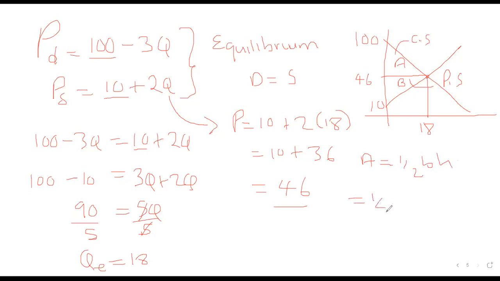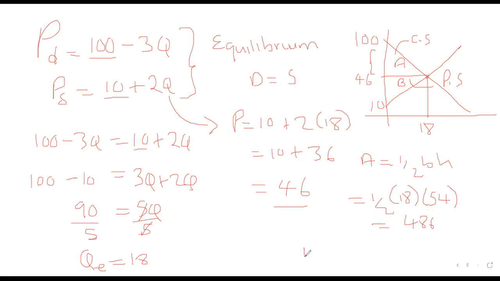So our base is from here to here, which is 18. Our height is from here to here. What is 100 minus 46? 100 minus 46 is 54. So when you compute this, what are we getting? Nine times 54 is 486.